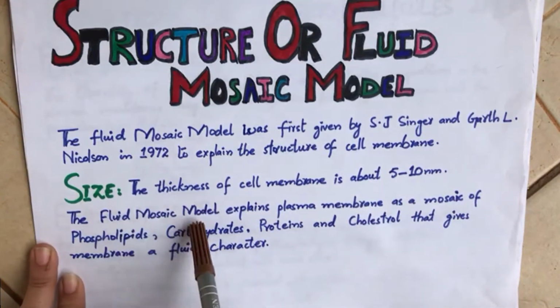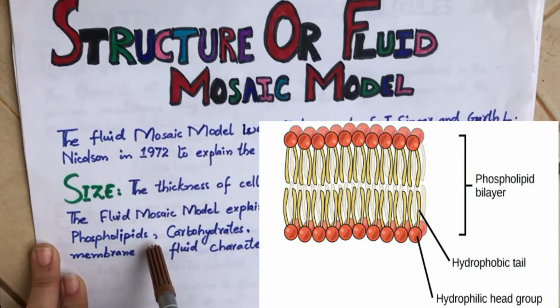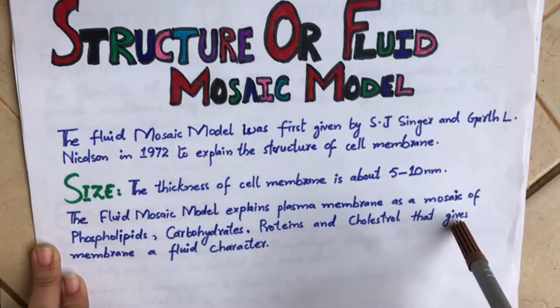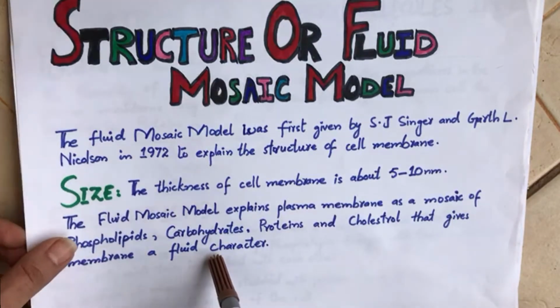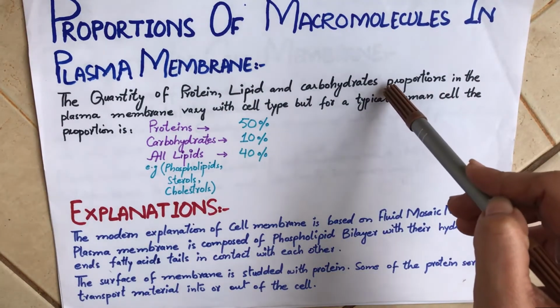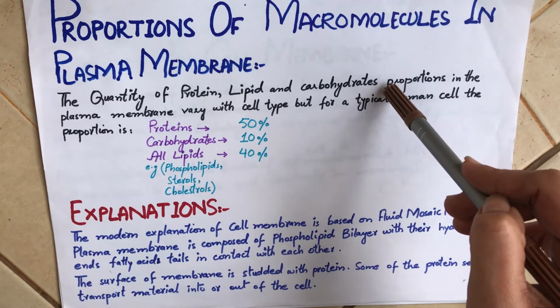The fluid mosaic model explained plasma membrane as a mosaic of phospholipids, carbohydrates, protein and cholesterol that gives the membrane a fluid character. Proportions of macromolecules in plasma membrane. In this topic, we are going to study the different quantities of different structures present in the plasma membrane.